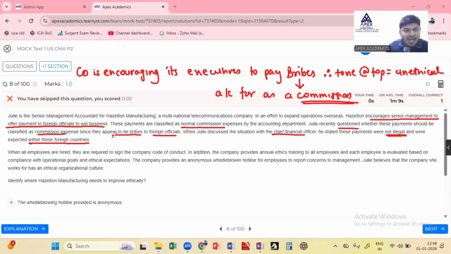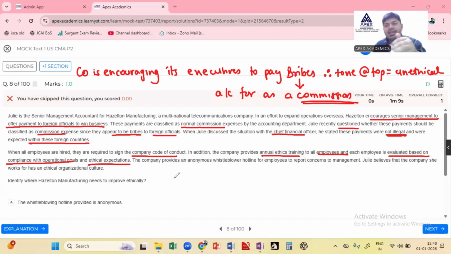So, when all the employees are hired, they are required to sign a company code of conduct. In addition, the company provides an annual ethics training to all the employees, and each employee is evaluated based on compliance with operational goals and ethical expectations. When you join this company, it has its own rules and ethical code, moral behavior, model behavior, do's and don'ts. Every company employee is given a training. You can't just join the company and start working and start taking a salary. You have to be in their value system.